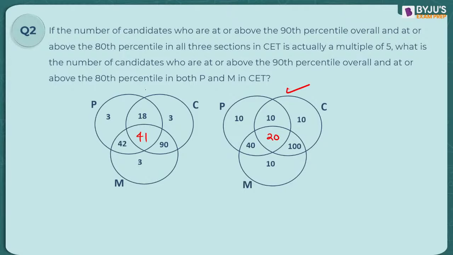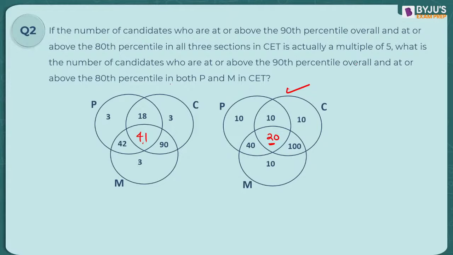So it says, at or above 80 percentile in all three sections is actually a multiple of 5. So all three sections is this portion. So in this case, it is not a multiple of 5. So we'll consider this case to find the number of candidates who are at or above 90th percentile overall. So all people are above 90 percentile. So you do not have to worry about this thing, right? It is just a confusing statement.